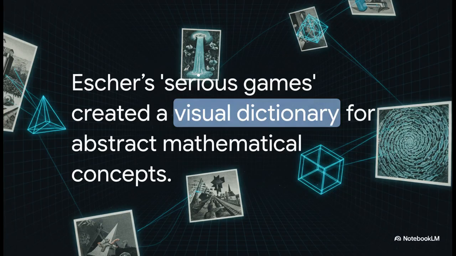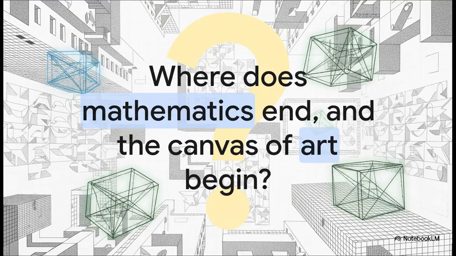When you get right down to it, Escher's serious games and brain gymnastics did something truly remarkable. They gave us a visual dictionary, a picture book, really, for some of the most complex ideas in mathematics, from group theory to topology. He managed to make invisible ideas visible. And so Escher's legacy leaves us with this one last fascinating question. By walking that tightrope between these two worlds, he showed us that maybe they're not two different things at all. Maybe they're just different ways of looking at the same deep, beautiful structure of reality itself.